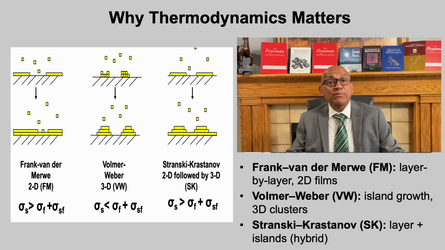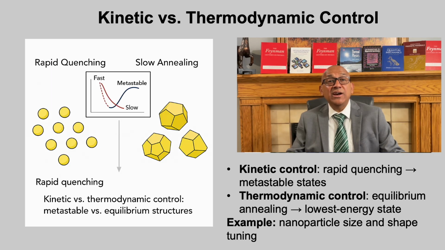So far, we have looked at how thermodynamics governs nanostructure morphology, but in real synthesis, kinetics and thermodynamics compete to determine the final structure. Under kinetic control, conditions such as rapid quenching, fast nucleation, or short reaction times freeze the system into metastable states. This often leads to smaller nanoparticles or unusual shapes that are not the equilibrium form.